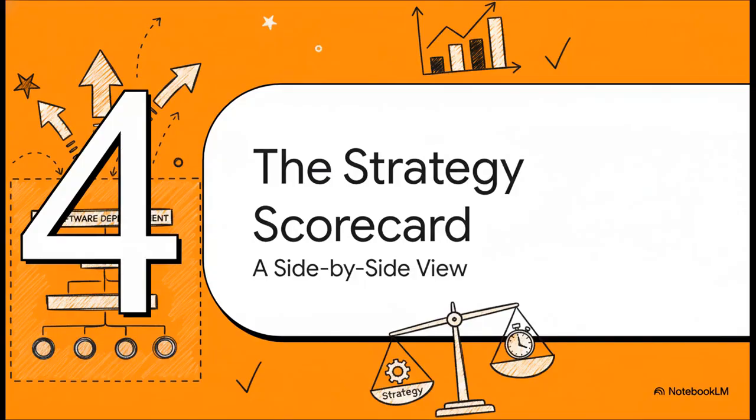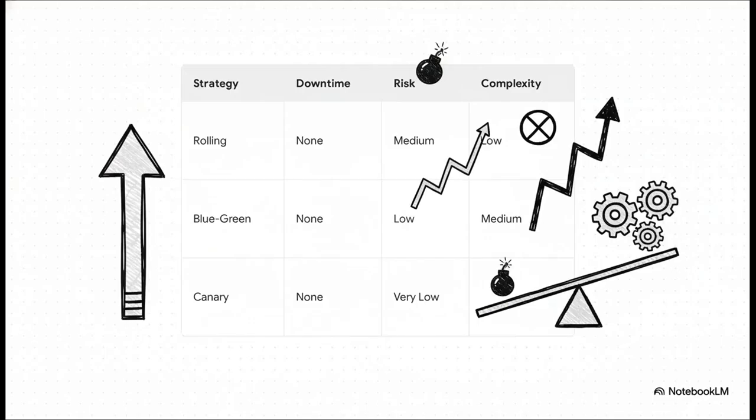Okay, so we've looked at all three: rolling, blue-green, and canary. Now for the moment that kind of brings it all together, the strategy scorecard. And this table just brilliantly illustrates the core trade-off. Notice this: all three strategies can get you zero downtime. But look at the pattern.